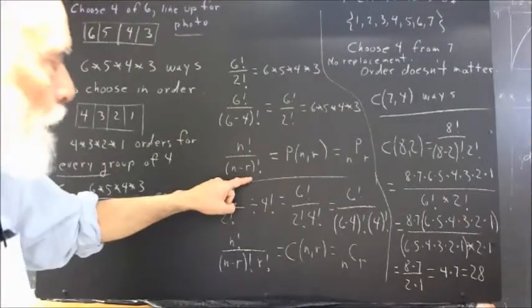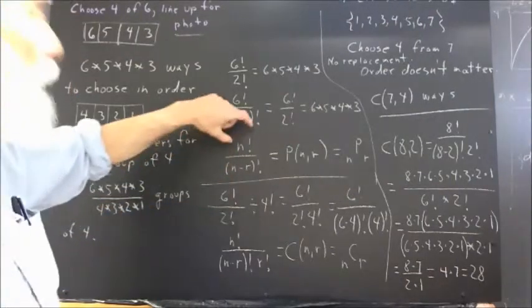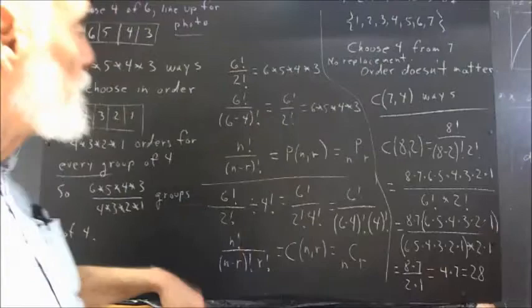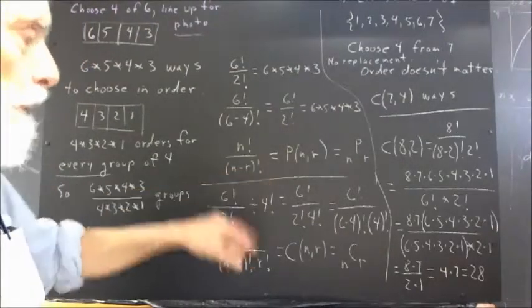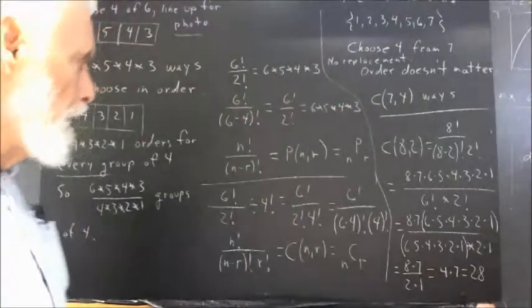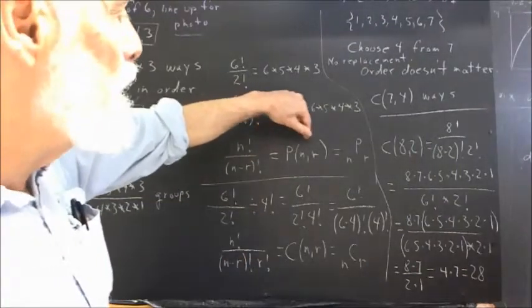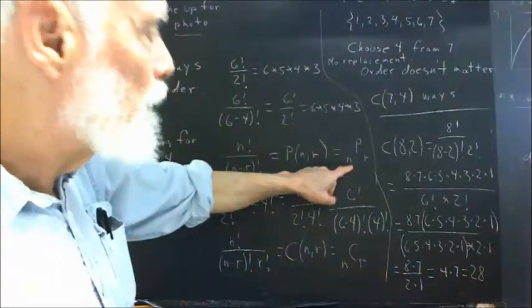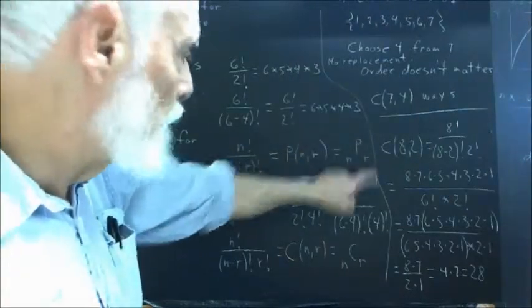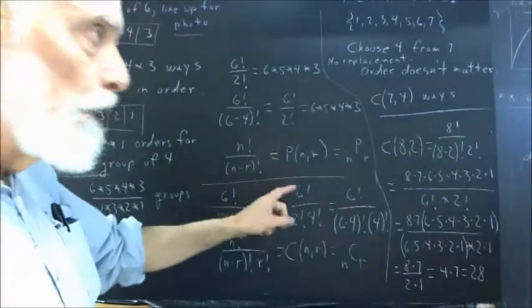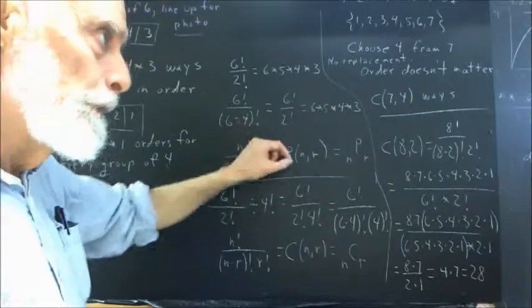If we were choosing our people out of n, we would take n factorial as our numerator, and n minus r factorial would tell us how many of the numbers on the n we've got to get rid of. That gives us this number that we designate P of n, r, or n, P, r with subscripts: the number of permutations of r objects chosen from n.